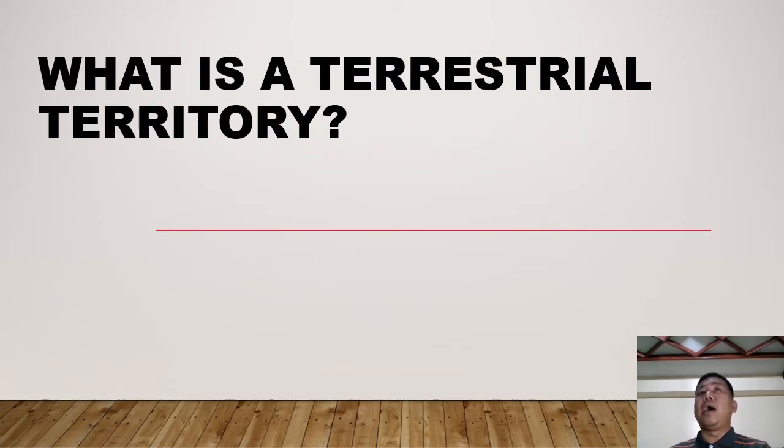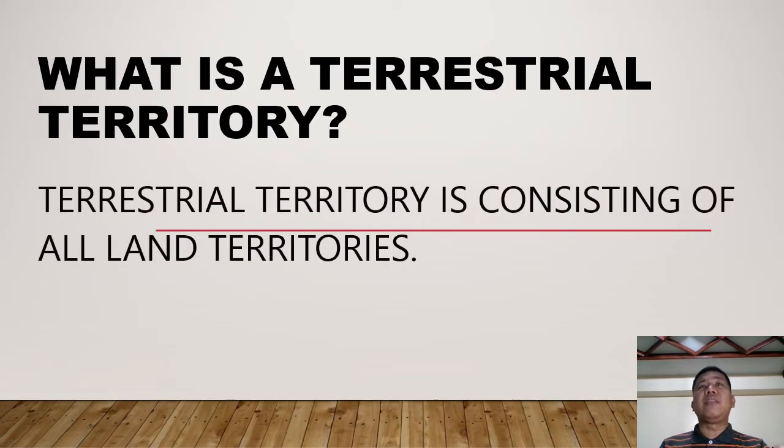How about a terrestrial territory, which is also mentioned in Section 1 of Article 1 of the 1987 Constitution? Well, a terrestrial territory is defined as consisting of all land territories. So, all land territories, whatever their form, are part of the terrestrial territory. It could be a mountain, a tall mountain like Mount Apo. It could be a volcano like the beautiful volcano of Albay, the Mayon volcano.